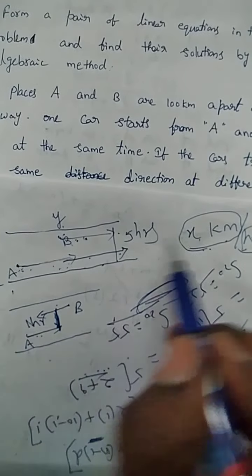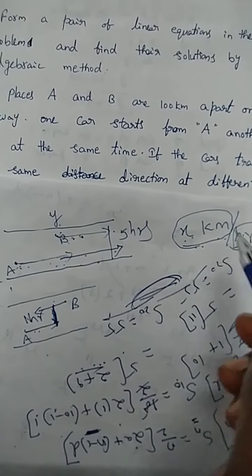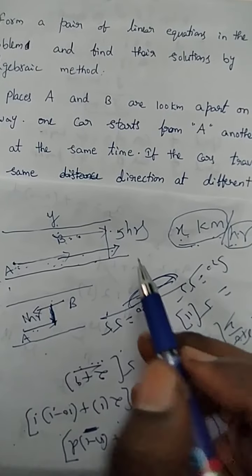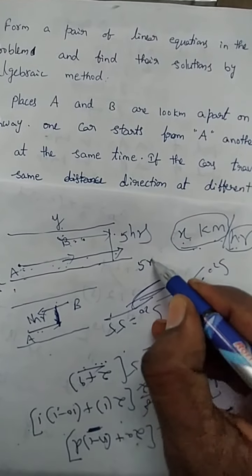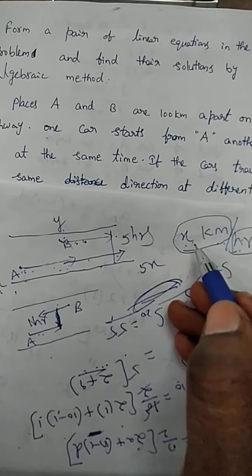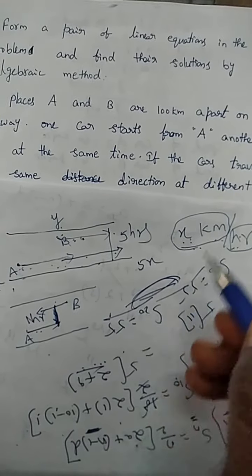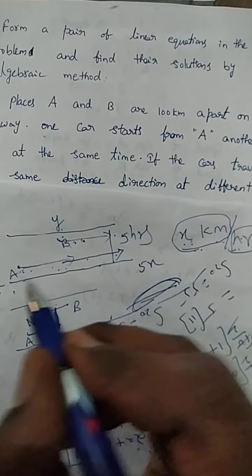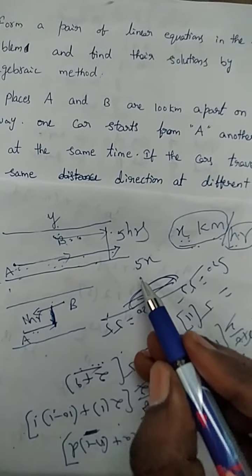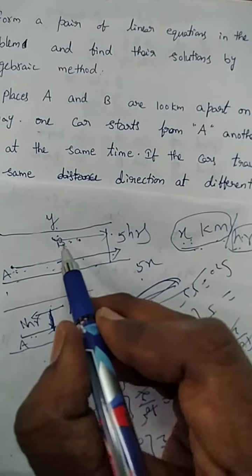Means in 1 hour they travel x kilometers, so in 5 hours how many kilometers do they travel? Car A will travel 5x kilometers. Clear? In 1 hour car A travels x kilometers, so automatically in 5 hours car A will travel 5x. The same situation we can apply to car B.